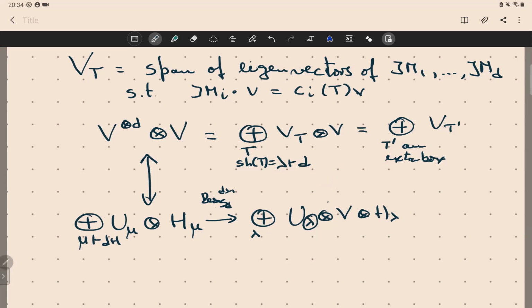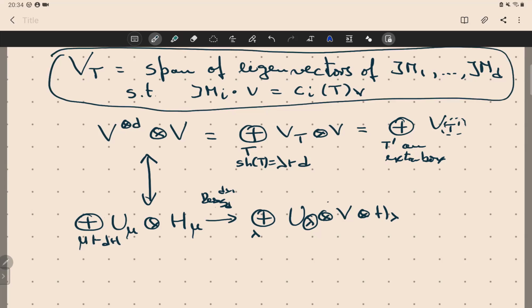Yes, okay, so I want to prove this statement for any one of these t primes. If this t prime comes from this tensor product, then I already know that the result holds for these guys, because the action of the symmetric group on d letters will depend only on this part. It's the action of the (d+1)th Jucys-Murphy element that depends on what's happening here.